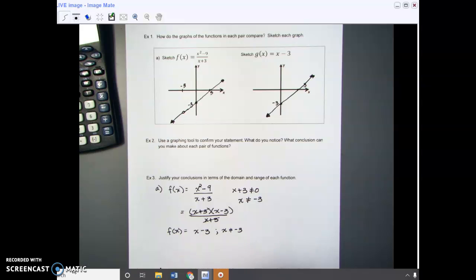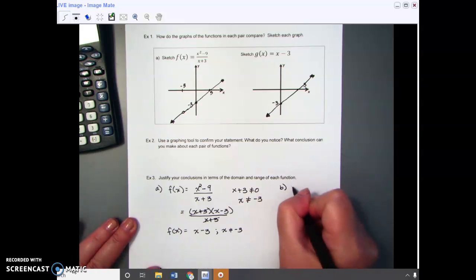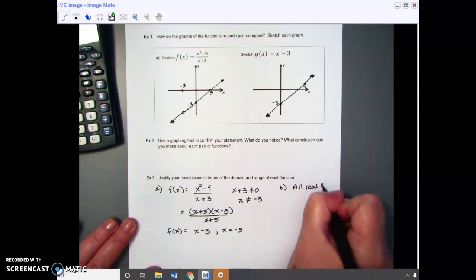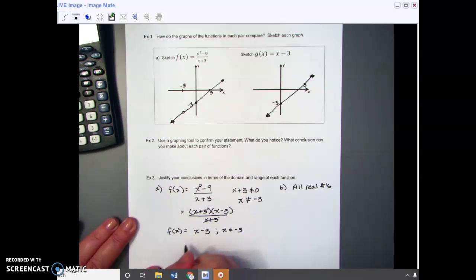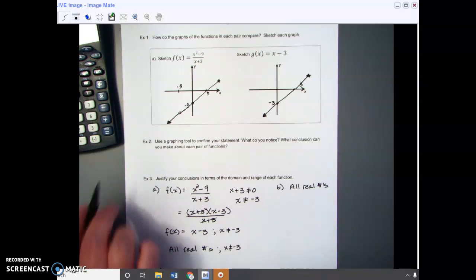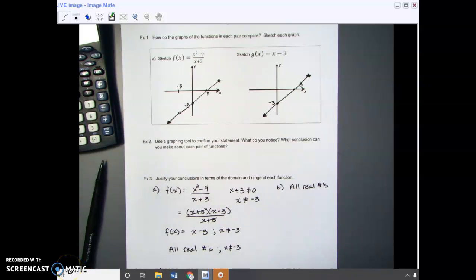Okay, so for B, the domain is all real numbers. But for A, the domain is going to be all real numbers such that x does not equal negative 3. Okay, now I'm going to move over to Desmos, and then I'm going to show you a small issue that Desmos has, but I'll show you how to solve the problem.